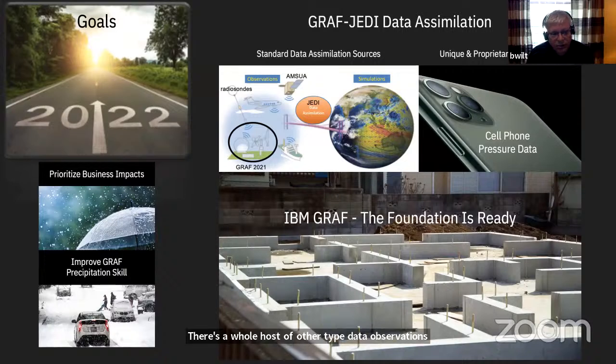There's a whole host of other types of data observations that we could potentially use within JEDI and have a global impact on GRAF. So we really need to prioritize our business impacts going into 2022. And one of our biggest metrics to move business in our world anyway is a short-term precipitation score that drives a lot of our phone applications with Apple and Samsung, especially a whole host of B2C type clients.